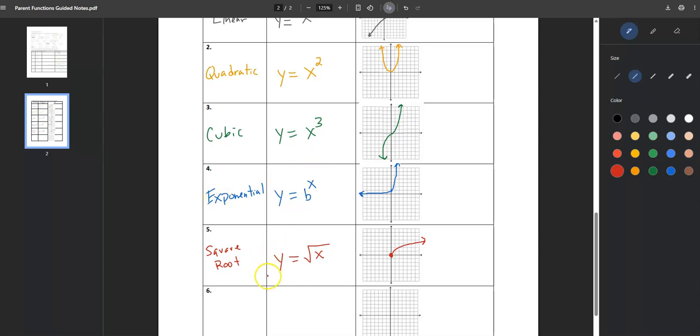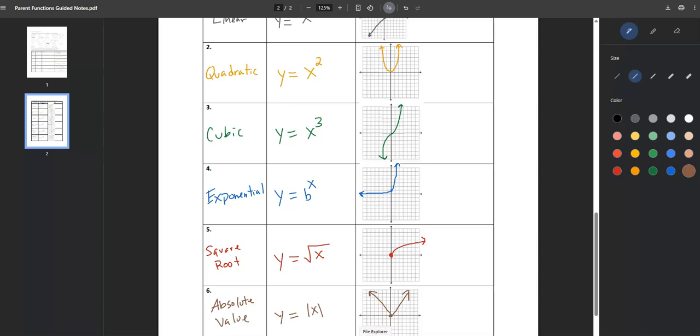Okay, and then our last one is what we call our absolute value function, and that's going to be y equals the absolute value of x. And again, we've seen this one, but this one just is this V shape, and again, this point is going to be at 0, 0 as well.